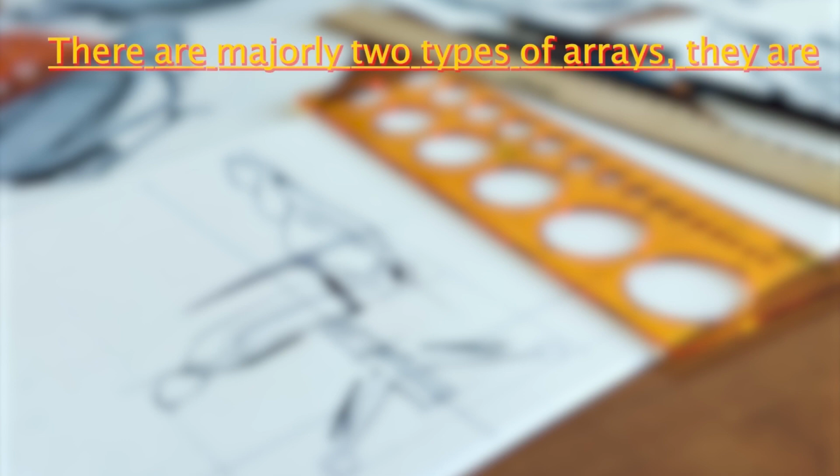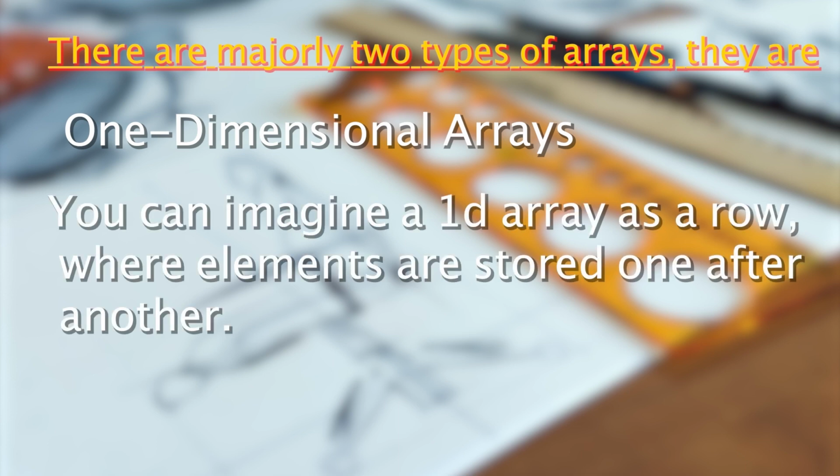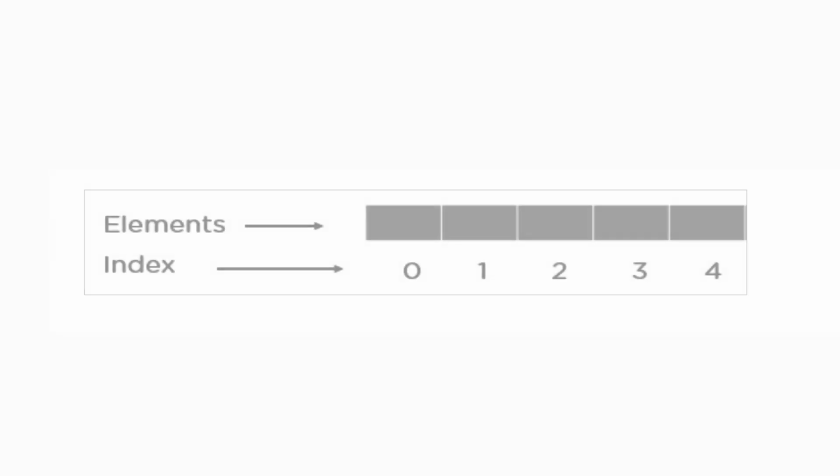Types of array. There are majorly 2 types of array. The first is the one-dimensional array. You can imagine a 1D array as a row where elements are stored one after another. Like in this picture, we can store our elements. Elements means data. Each element will be stored in a node, and as per the length of the data, we require that many nodes.